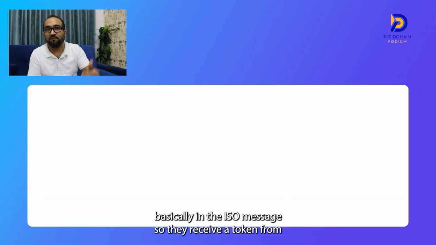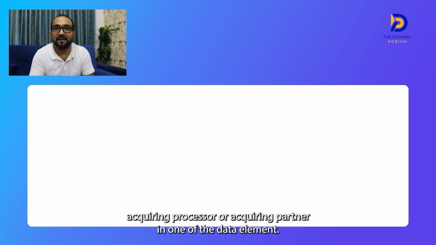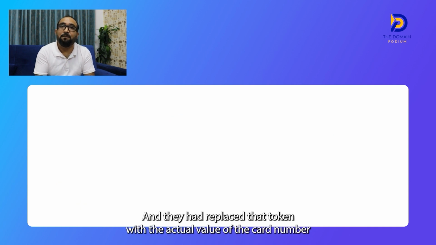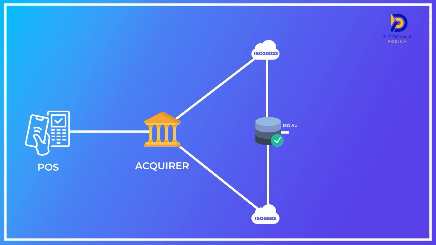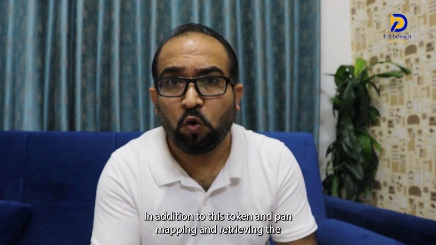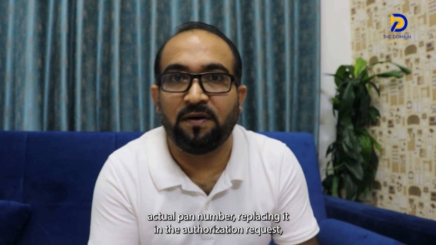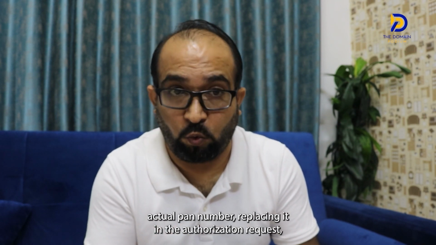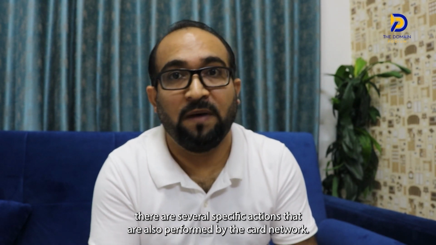So they receive a token from the acquiring processor or acquiring partner in one of the data elements, and they replace that token with the actual value of the card number before they forward this ISO authorization request to the respective issuer. In addition to this token and PAN mapping, retrieving the actual PAN and replacing it in the authorization request, there are several specific actions that are also performed by the card network.